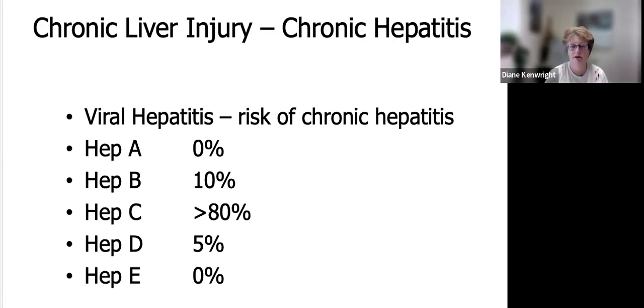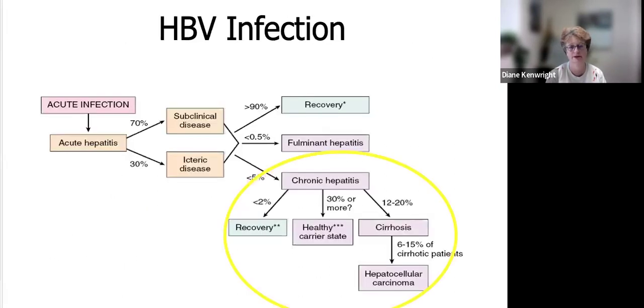But some infections go on to chronic hepatitis, and it depends on the type of virus. Hepatitis C is our worst offender. Hepatitis B is also bad. Hepatitis A does not go on to chronic infection. So here we go. This is what hepatitis B often does.